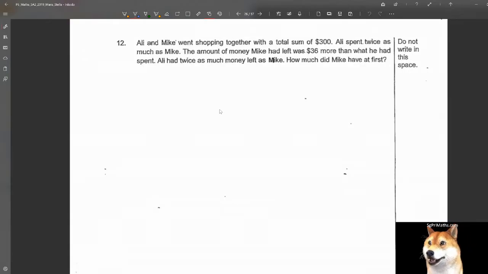Okay, question 12 of our first 4 marks question. Ali and Mike went shopping together with a sum of $300. Ali spent twice. This is our first clue. Ali spent twice as much as Mike. The amount of money Mike had left was 36 more than what he had spent. This is our second clue. Ali had twice as much money left as Mike. The third clue. How much did Mike have at first?